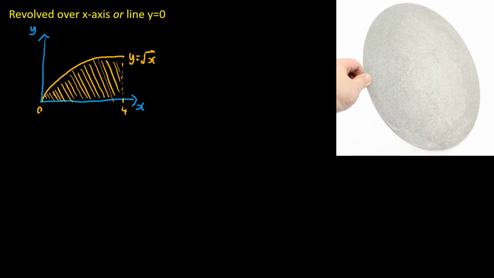Here is the line with the equation y equals square root x. The shaded part here is going to be the bounded region. Imagine this shaded region is going to revolve over the x-axis. Revolving over the x-axis is also equal to revolving over the line y equals 0. They have the same meaning.